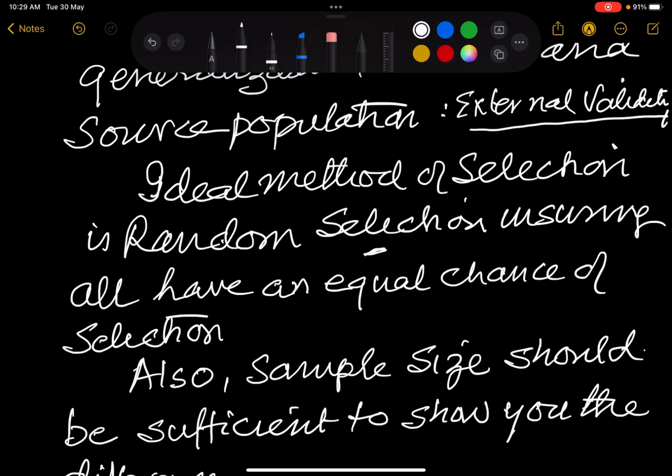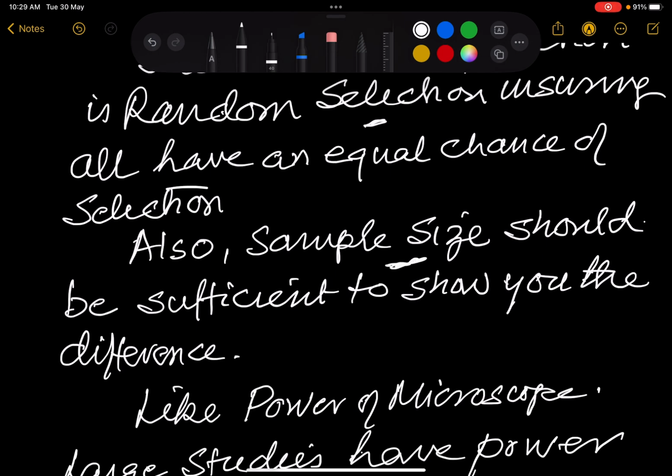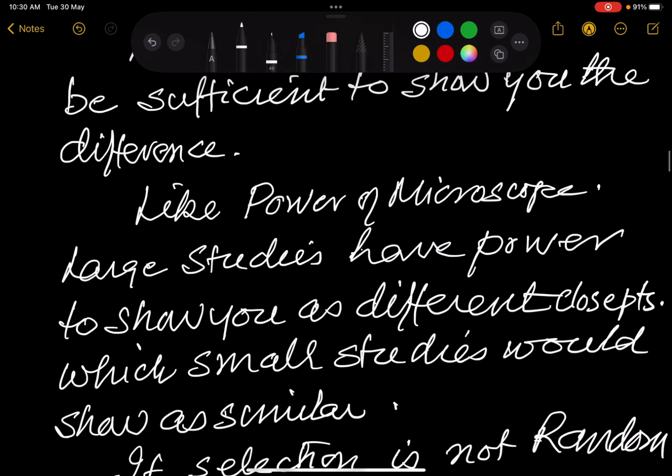Also, the random selection should be of adequate sample size. You can't generalize results of 2 cases to 2 million. So there should be a sample of sufficient size. Now, what is sample size? Sample size is like the power of a microscope. It can make you see 2 points as different, which in a lower power microscope you will not see as different. So if you have a sufficient sample size, you will be able to see a difference between 2 points, which you would not be able to see if the sample size is lesser.